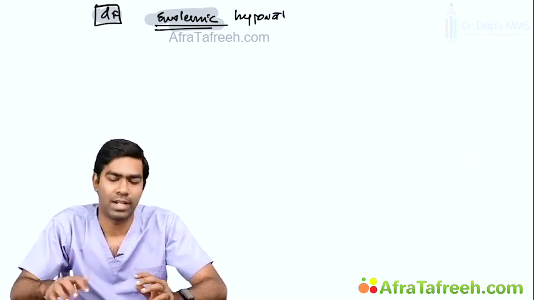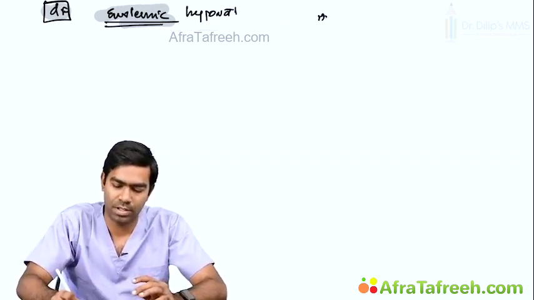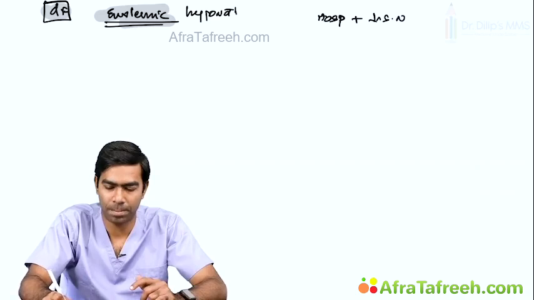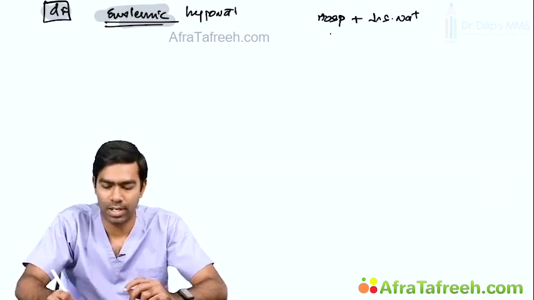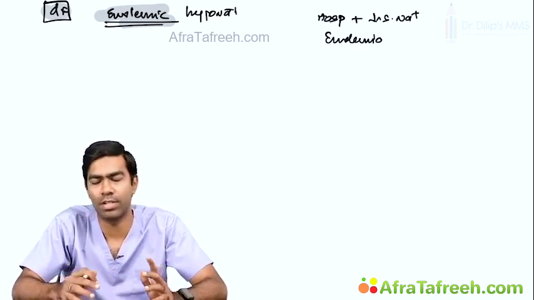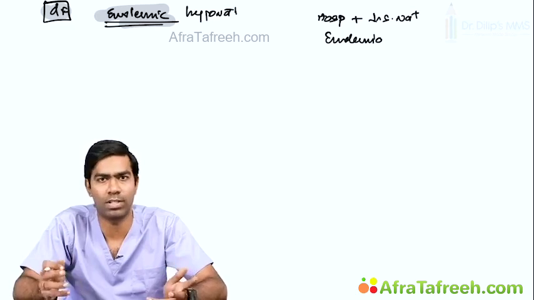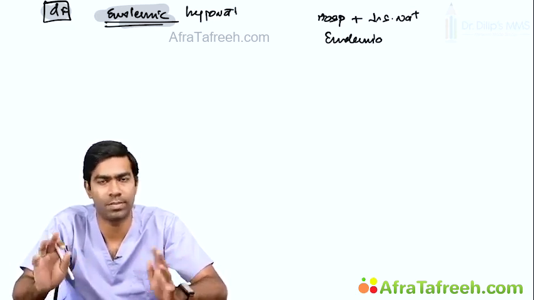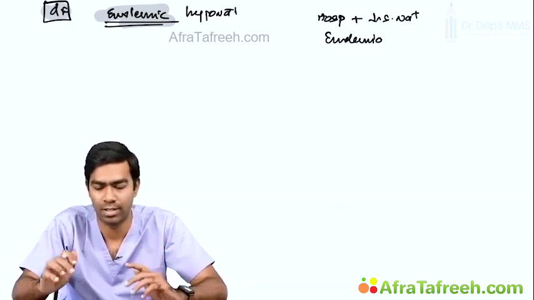But how will you suspect SIADH in exam? Remember, any patient who is hospitalized, point number 1, they are having hyponatremia, point number 2, and they are having euvolemia clinically, point number 3, which means no hypertension, normal BP, normal JVP, no ascites, no edema, no pleural effusion, and no postural hypotension, which means the patient is euvolemic, clinically at least.